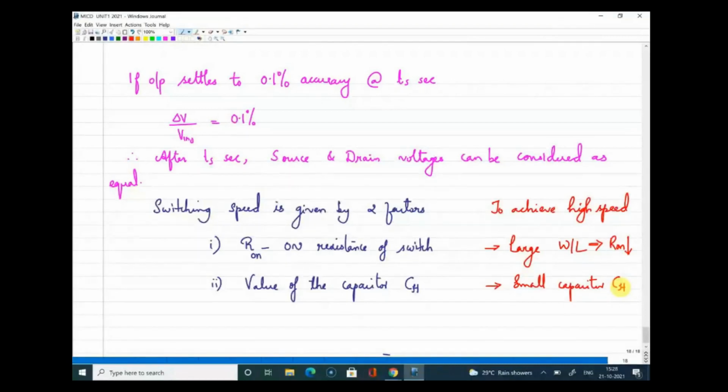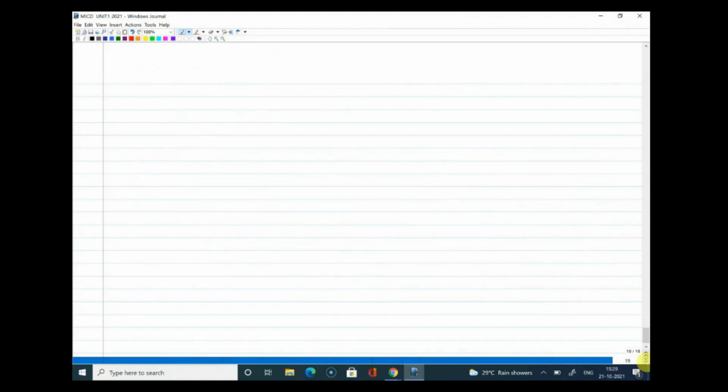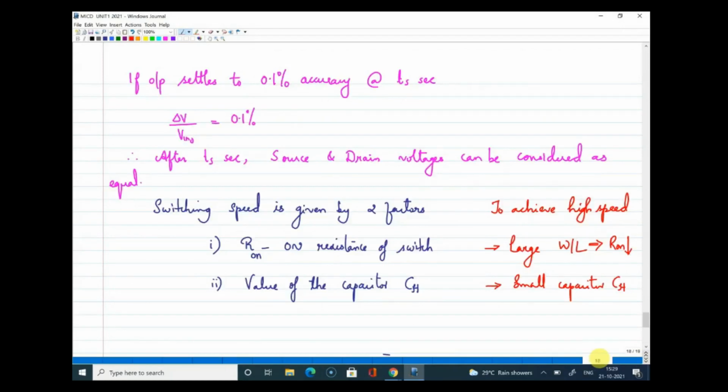When I say R is the on resistance of the switch, to make the switch or MOSFET resistance low, you should have a large W by L. Along with that, you can also have a small value capacitor CH, right? So that is very clear. Now we'll make an effort to see what will happen in an NMOS switch, a PMOS switch, and why we need to go for a transmission gate based switch.